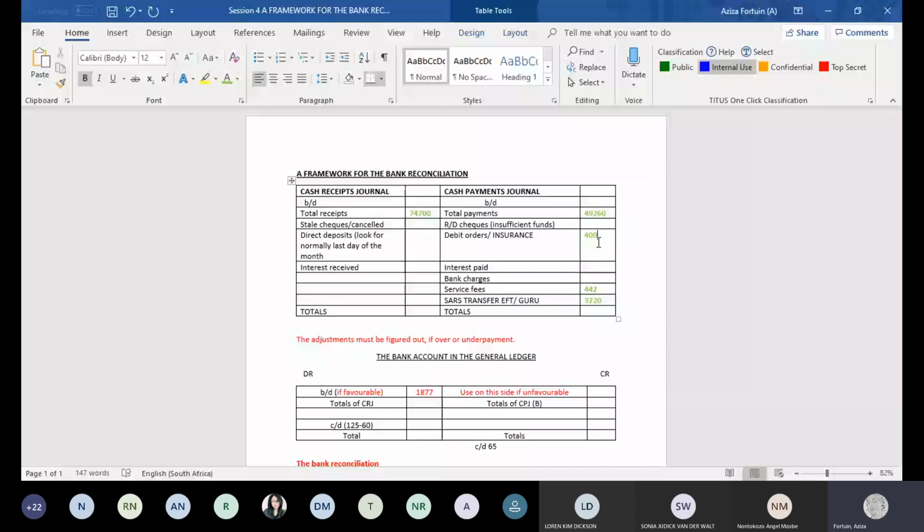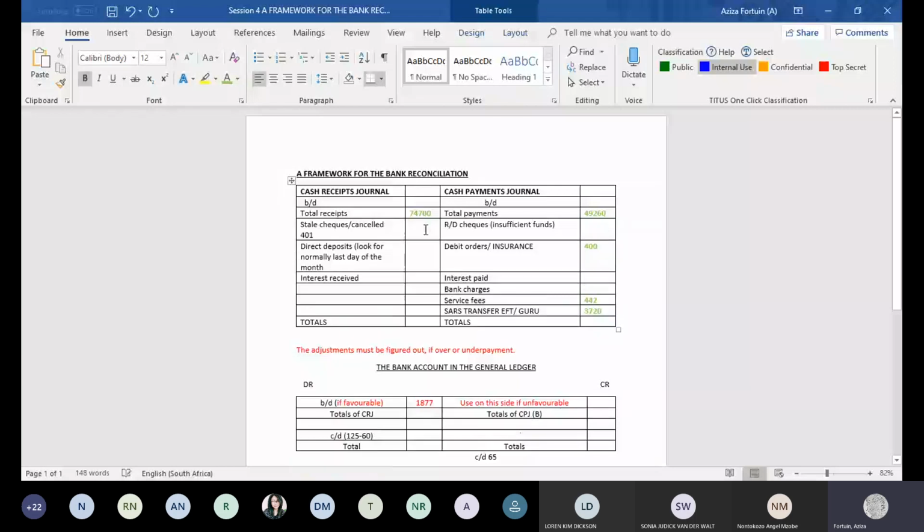So they say check 401 was issued to D. Duncan, a client, during September. The checks are stale and must be cancelled. So check 401 is a stale check. So let's just put here check 401, right? It is stale and it must be cancelled. We put that aside. But now here's 2. So you're just going to write another line here. Stale checks.